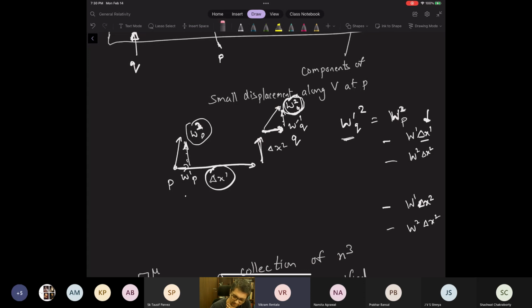Now I need coefficients. I can choose an arbitrary coefficient here, an arbitrary coefficient here, and so on for each of the four terms. For example, this coefficient is denoted as gamma 2, 1 1, with the upper index 2 to remind me that I am talking about the second component of this vector, and the lower 1 to remind me that this is the coefficient of W1. Again, this is at P.